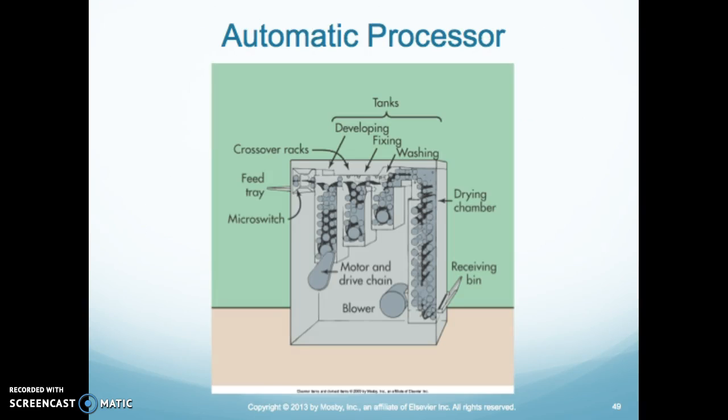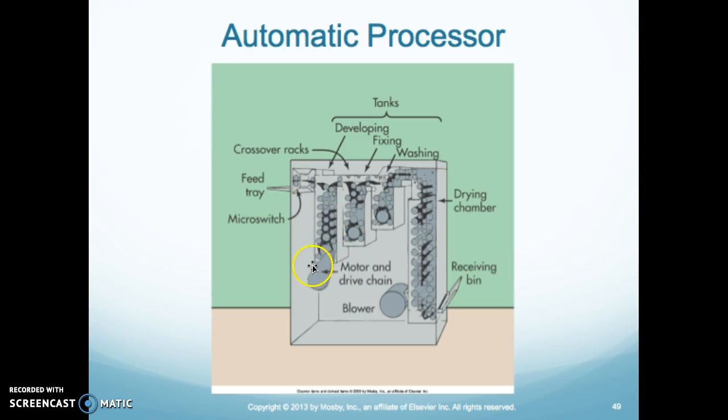So here's an example of an automatic processor. So here's the feed tray, and there's usually a micro switch that when the film hits the micro switch, it turns on the processor, and the rollers and the motors and everything kick on. So you come down, and here's your large rollers there.